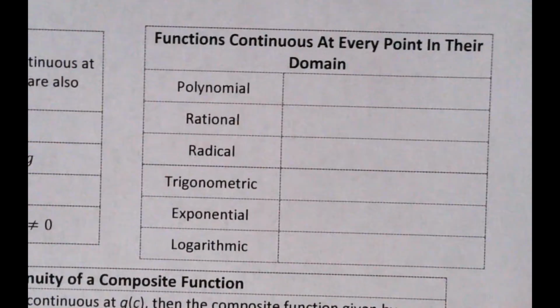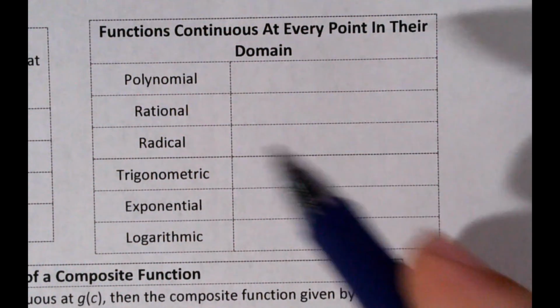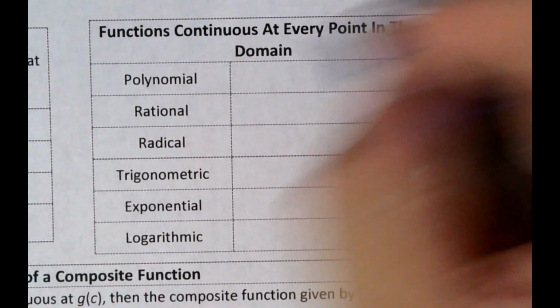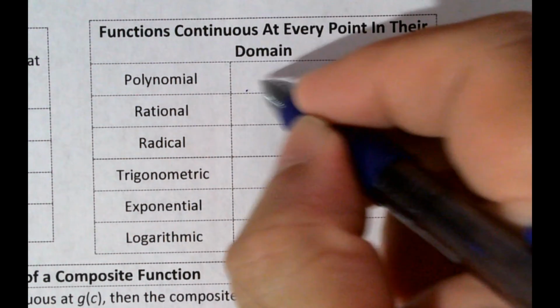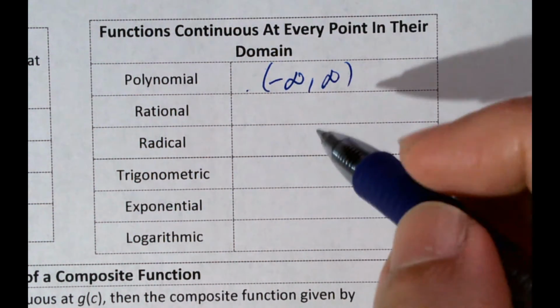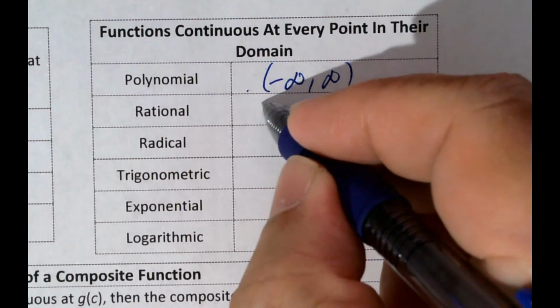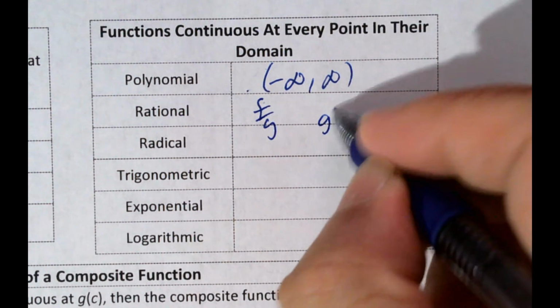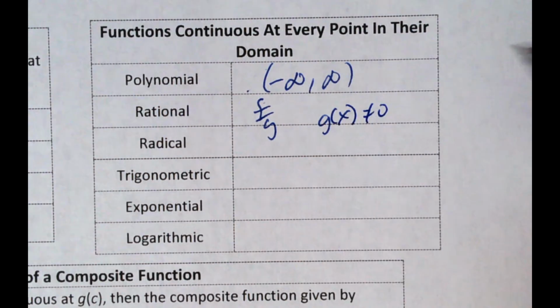All right, so based on that idea, polynomials are continuous for all real numbers. This is all real, negative infinity to infinity. Rational functions look like this, f over g. So g cannot equal 0. So the denominator cannot equal 0.